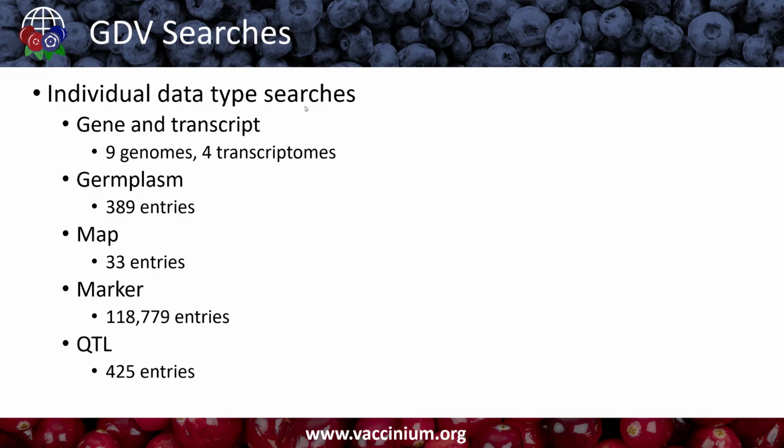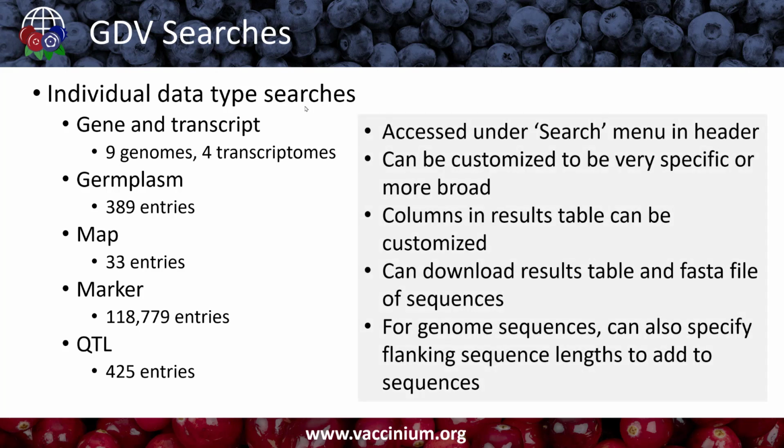For searches, we have quite a few different data types. I'm going to talk about the more popular ones, and we have individual search interfaces for each of these data types. The first is the gene and transcript search, where you can search genomes and transcriptomes. We have a germplasm search, we have a map search, a marker search, and a QTL search. All of these are accessed via the search menu, and they can be customized to be very specific or more general. You can customize which columns are displayed in the results table, and you can download that results table.